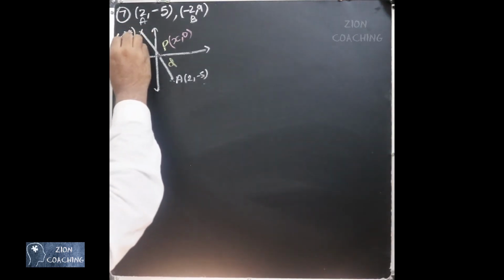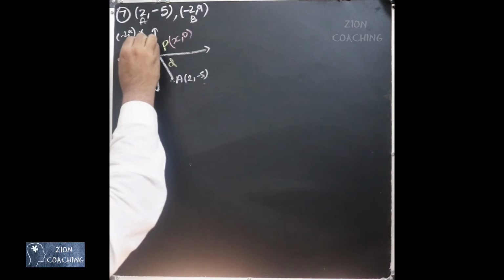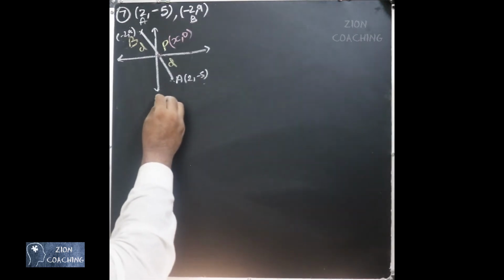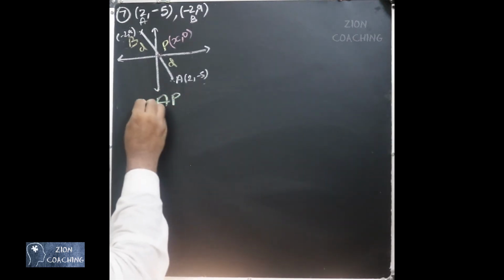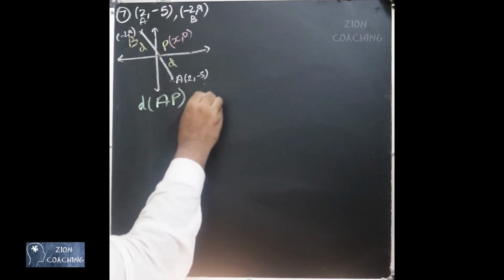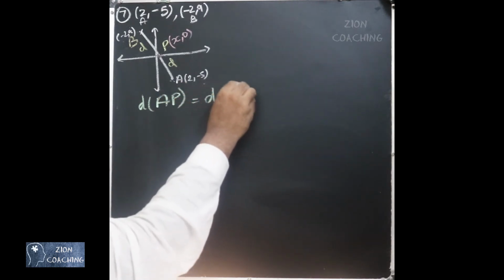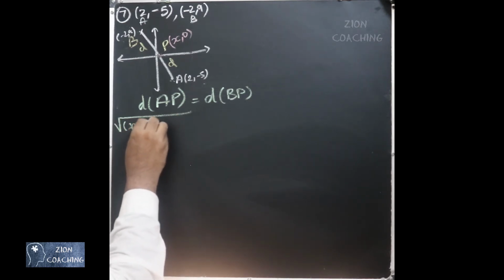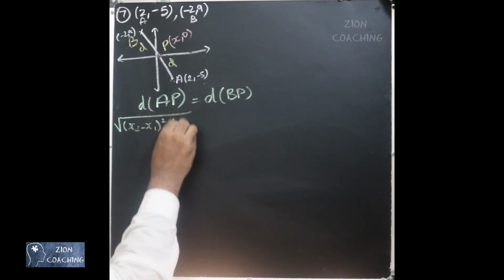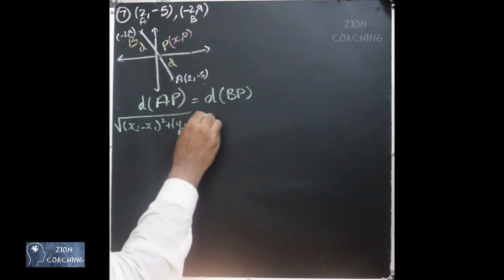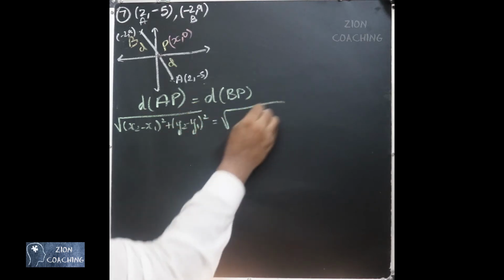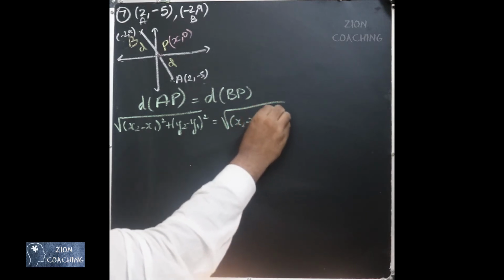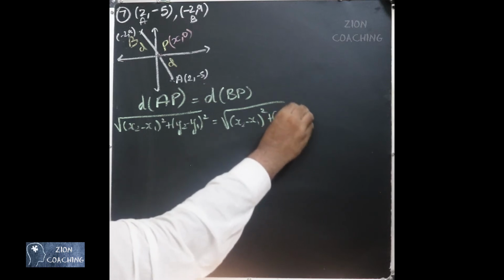This is your point B. Since they have given the distances are equal, we have distance AP equal to distance BP. We are going to equate both the distances. You know that the formula is square root of x2 minus x1 the whole squared plus y2 minus y1 the whole squared. The same formula is what we are going to use here.